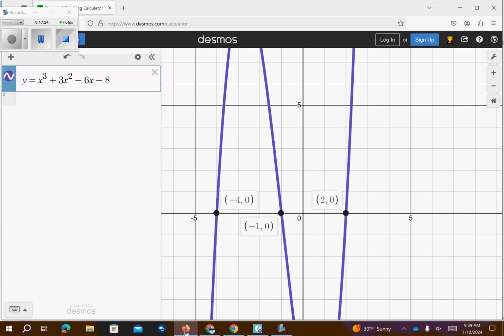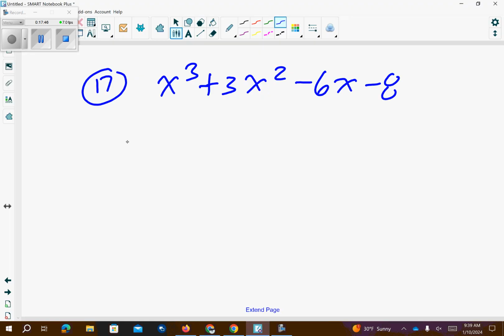So you could go through and synthetically divide these, but if you had one that you weren't able to quite see what it would come down to, you would have to use synthetic division. So just for the fun of it, I'm going to synthetically divide with the negative 4 and see how it would work from there. So I'm going to take the negative 4, and I have a 1, I have a 3, I have a negative 6, and I have a negative 8.